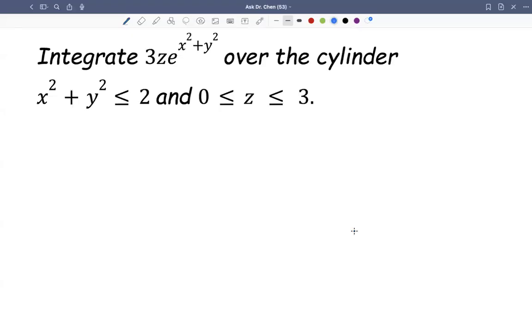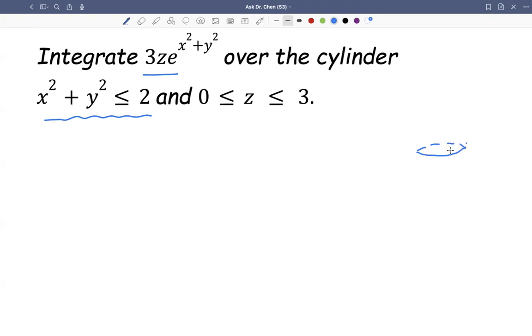Let's see this question. We want to integrate 3 times z times e to the x squared plus y squared over this given cylinder, x squared plus y squared less than or equal to 2. So we can draw the picture.